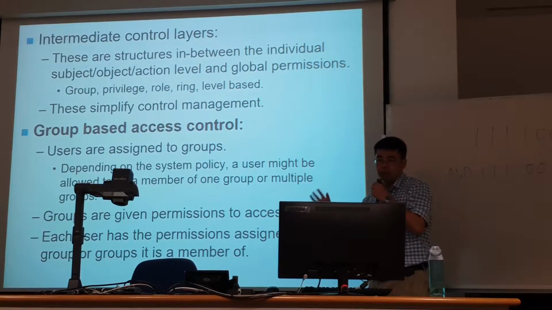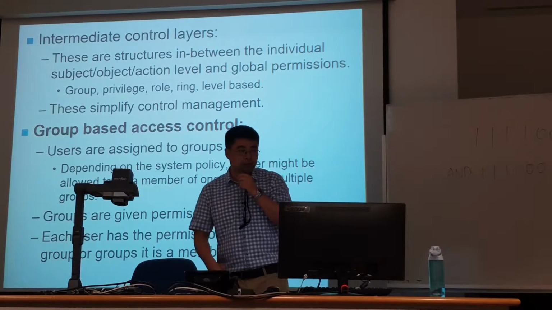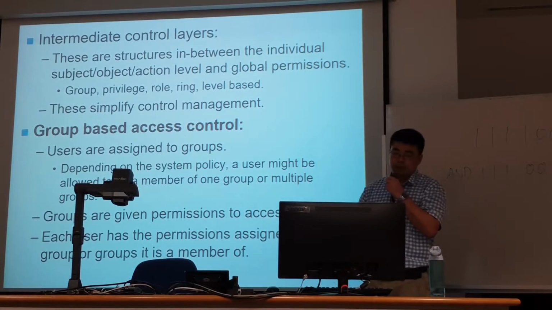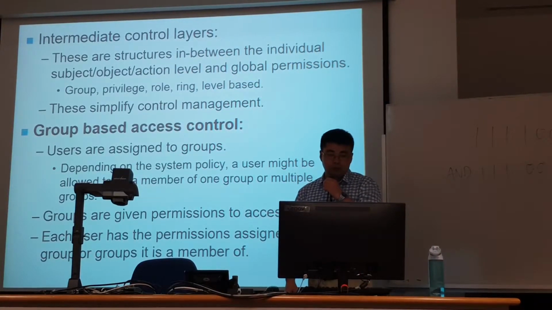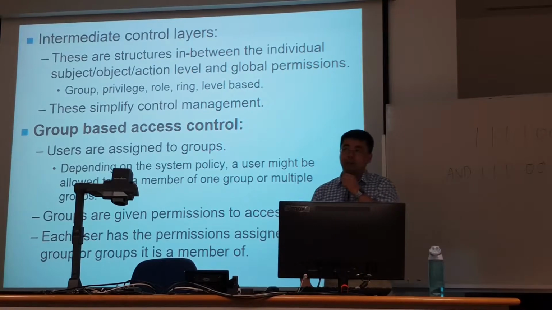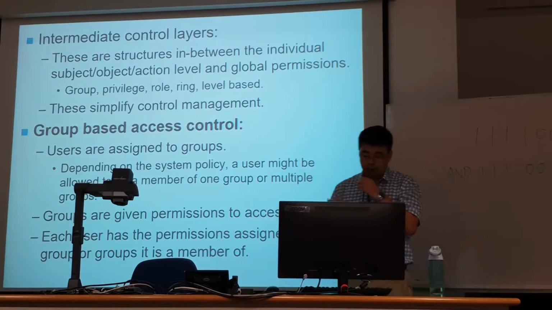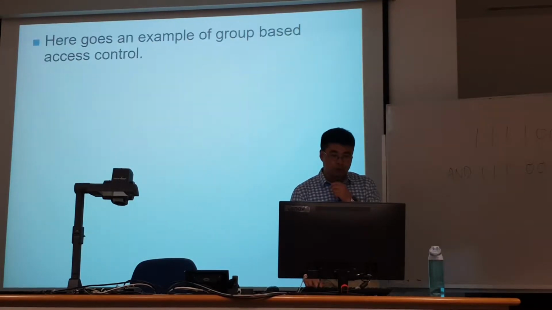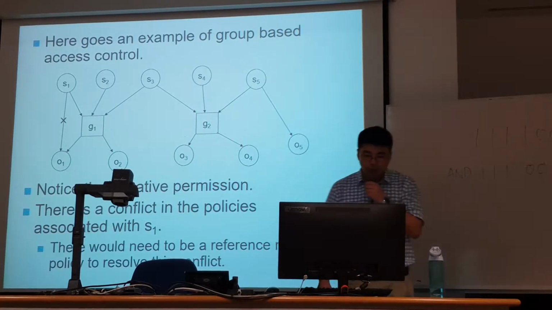So we will look at some of the approaches used to use the intermediate control layers to do the permission, access control. So the first one is the most straightforward one, the group-based access control. We can group the users, right? So in this case, we can now define the policy based on the groups, right? So here is a simple example to illustrate the idea.